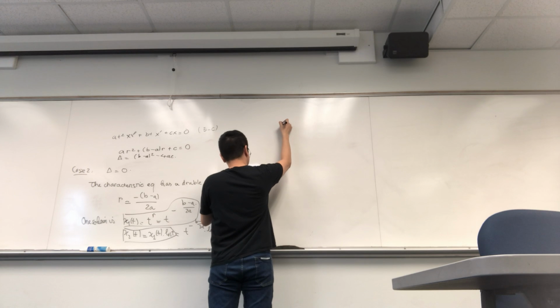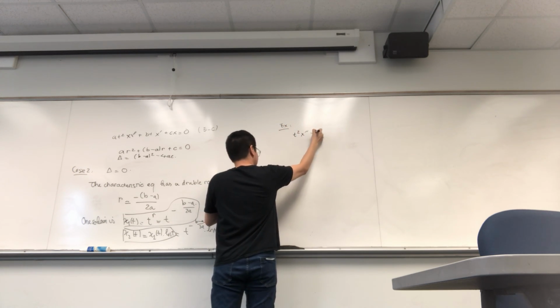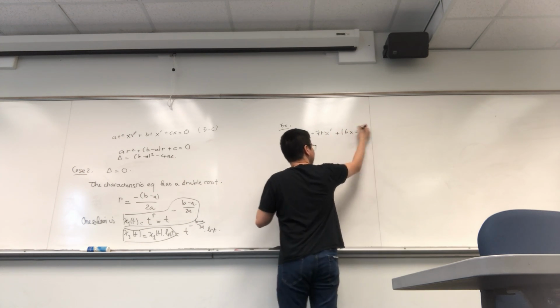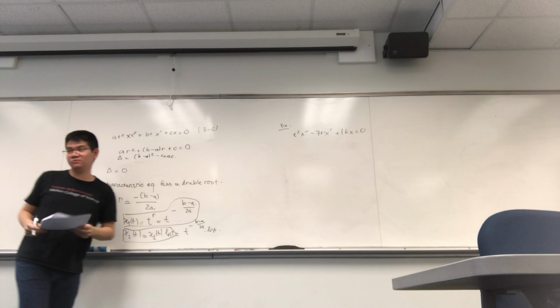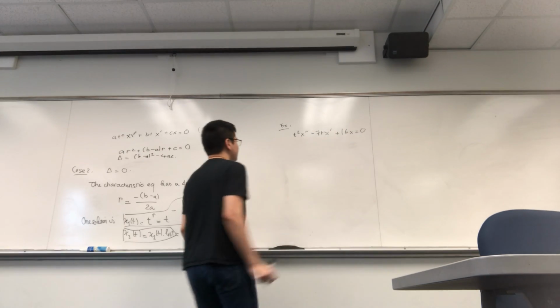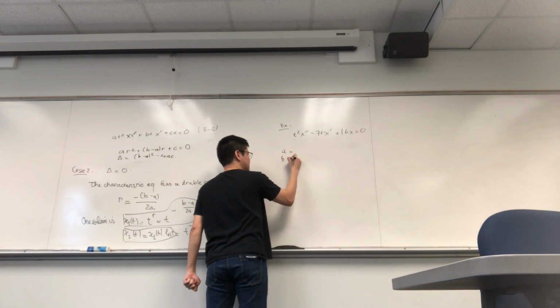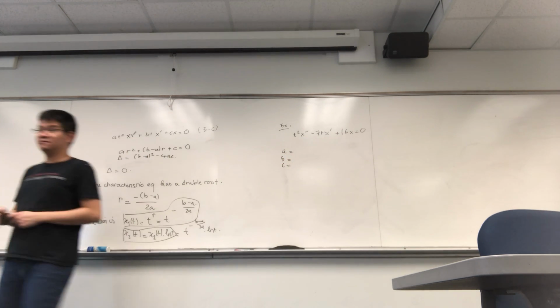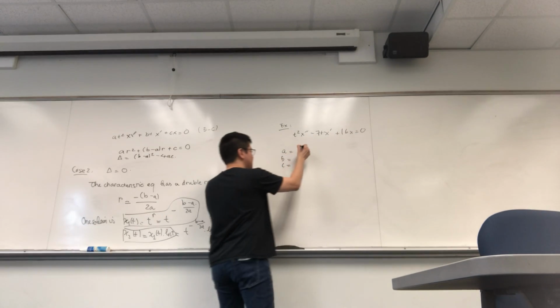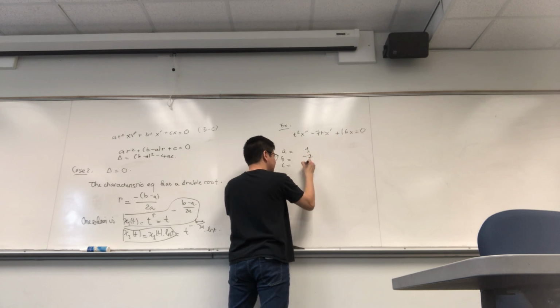So now we have an exercise. So you have t squared x second minus 7t x prime plus 16 x is 0. Right, so this is the equation that we need to solve. So what is A, what is B, what is C? 1, negative 7, and 16.